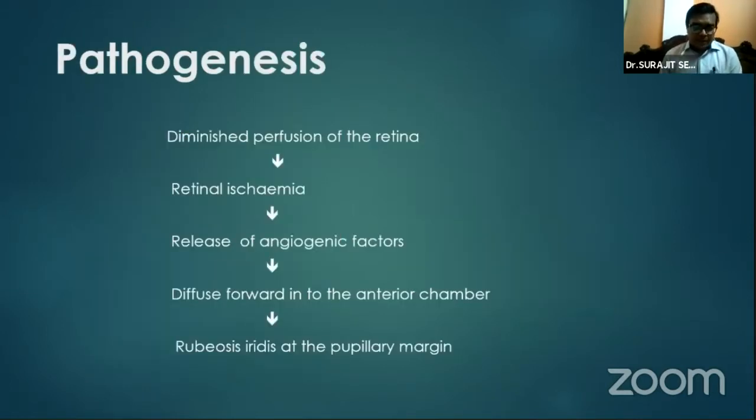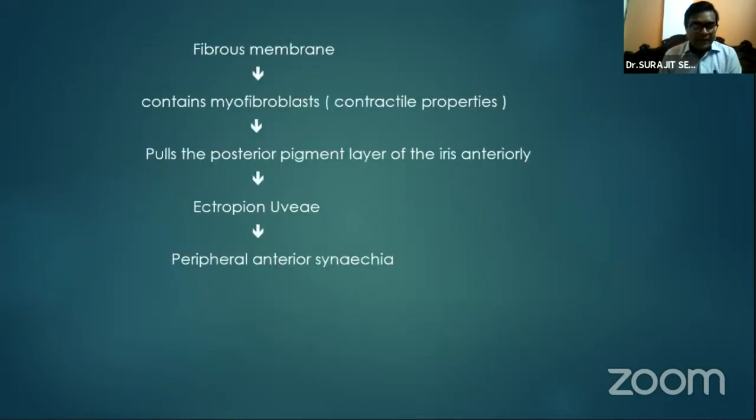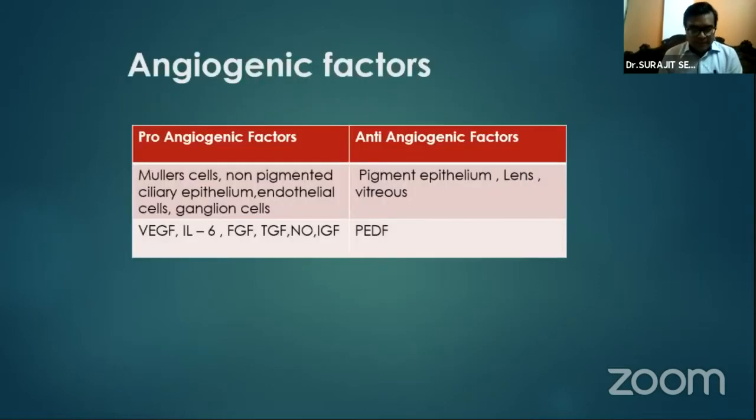Coming to the pathogenesis part, it is because of the diminished perfusion of the retina, which causes retinal ischemia and releases angiogenic factors, which diffuse forward into the anterior chamber. Rubeosis iridis at the pupillary margin is seen, and it forms a fibrous membrane which contains myofibroblasts, which pulls the posterior pigment layer of the iris anteriorly, causing the ectropion uveae and the peripheral anterior synechiae formation. So the angle closure here is because of an anterior pulling mechanism.